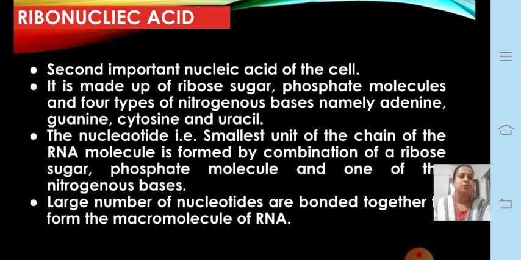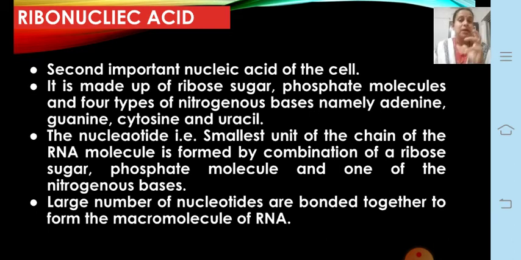I have almost told you about ribonucleic acid. There are three different types of ribonucleic acid. First of all, you should know that it is the second important nucleic acid of the cell. First one is DNA, as I have mentioned to you. Second one is RNA.